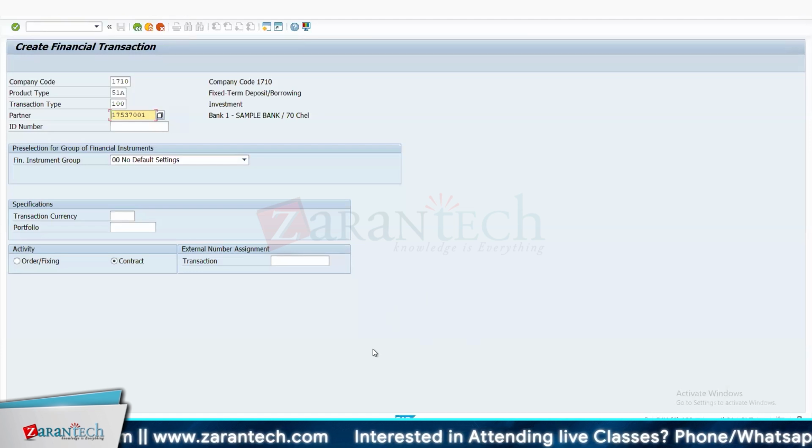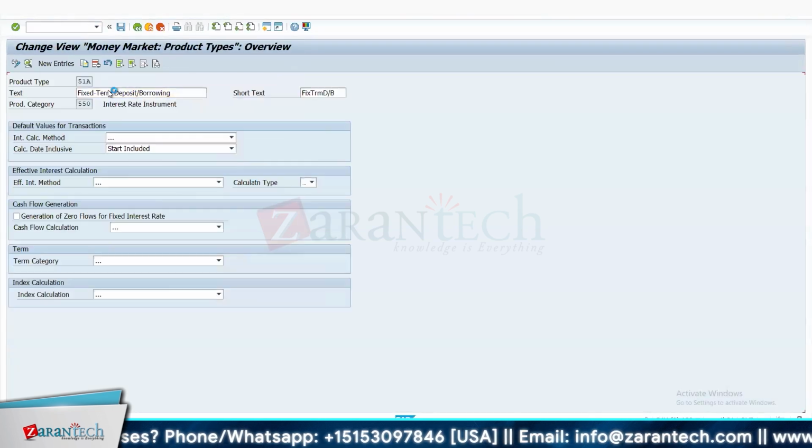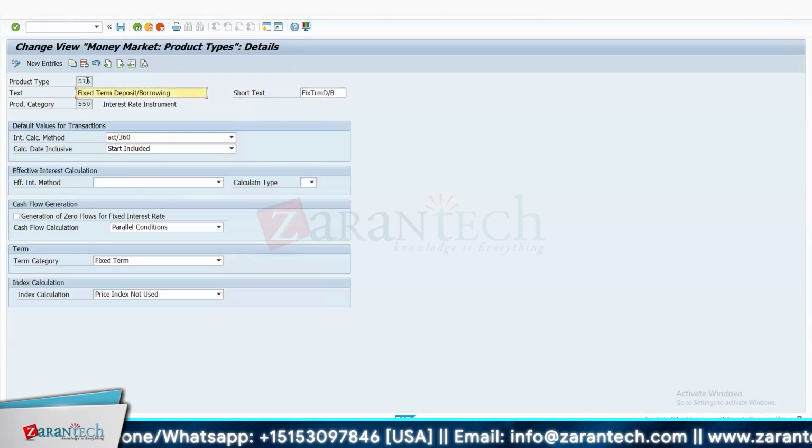Okay, fine. Thank you. What does the product type control in the system? Like account determination, or what? Yes, a lot of things, not just account determination, though account determination is definitely one of the most important things. If we go to the product configuration and double click on this, we'll see the product type for fixed deposit. It shows what kind of interest calculation happens. This is the actual/360 interest calculation method, and we default it based on the product type configuration.